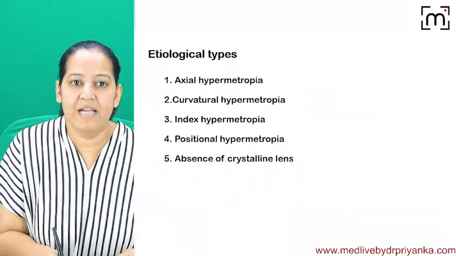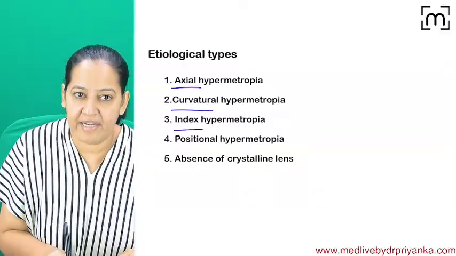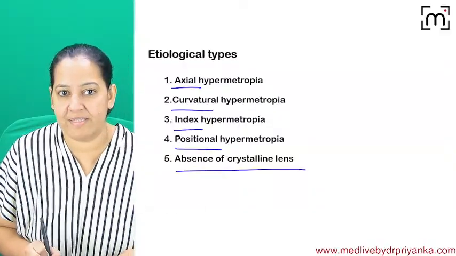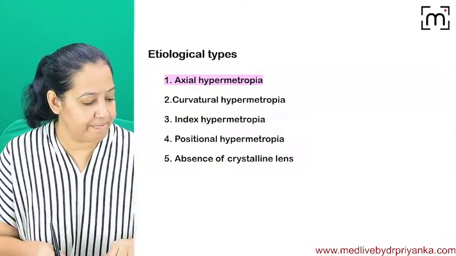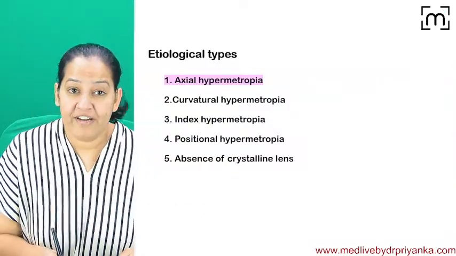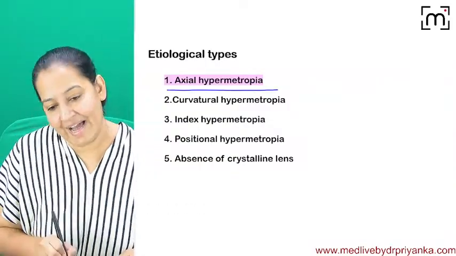What are the 5 types? Axial, curvatural, index, positional, and absence of lens. These are the 5 types of hypermetropia. One by one we will take them. Let's take the first one. The first is axial hypermetropia.